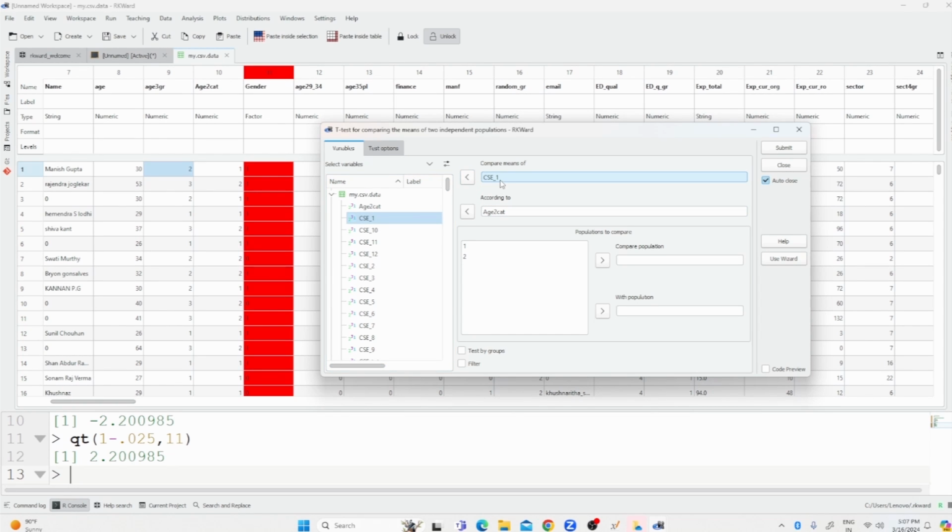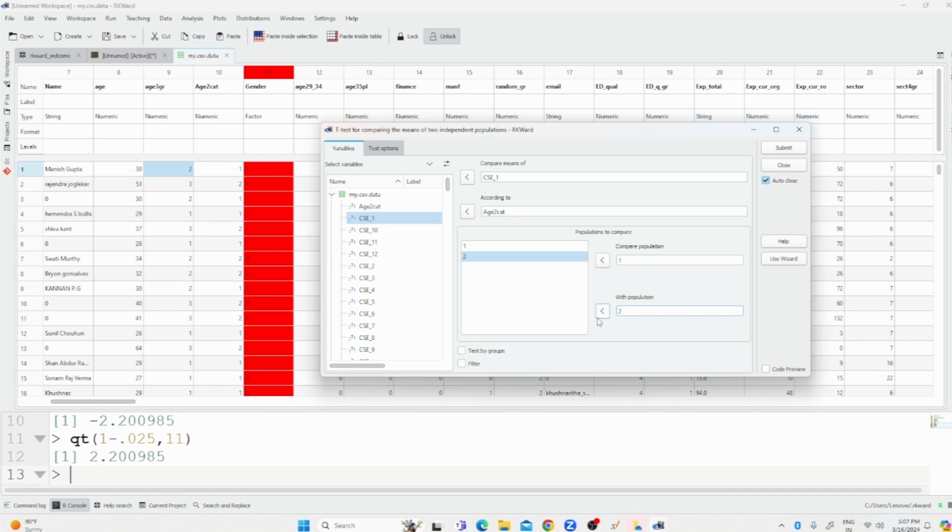So we are comparing the means of CSC underscore 1. We can take JP1 also, not an issue. According to H2 category, which has 2 levels, 1 and 2, which is coming here. Now comparing populations. So I am comparing 1 with 2 or 2 with 1. That is important, and we will see how, because the ordering is important in the test.